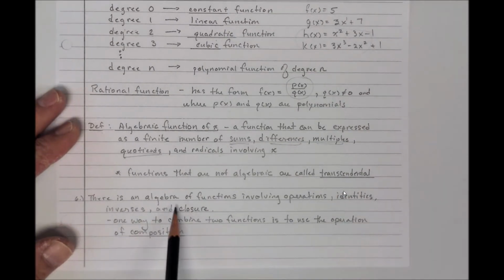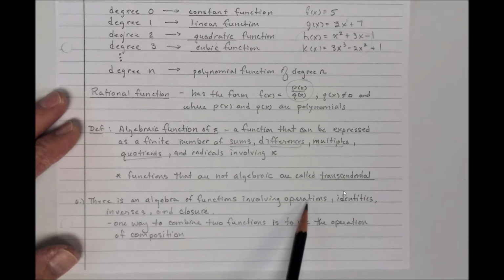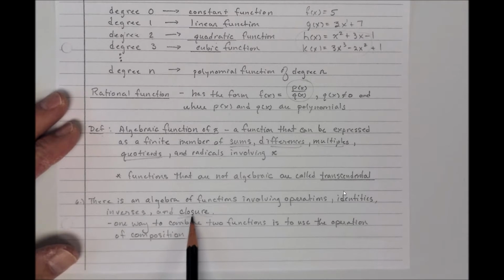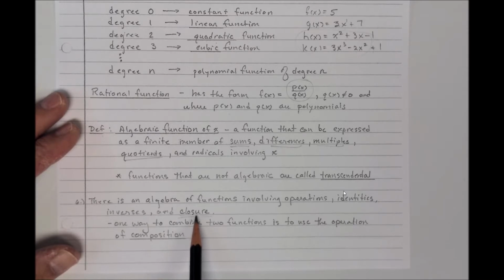There is a whole algebra of functions that involve operations, identities, inverses, and closure. Right now, we're used to having more of an algebra along the lines of numbers, where we can add numbers, subtract numbers, multiply, divide. We have an identity. We have an inverse for both addition and for multiplication. And of course, we have closure. When you add two real numbers, you get a real number. When you multiply two real numbers, you get a real number.